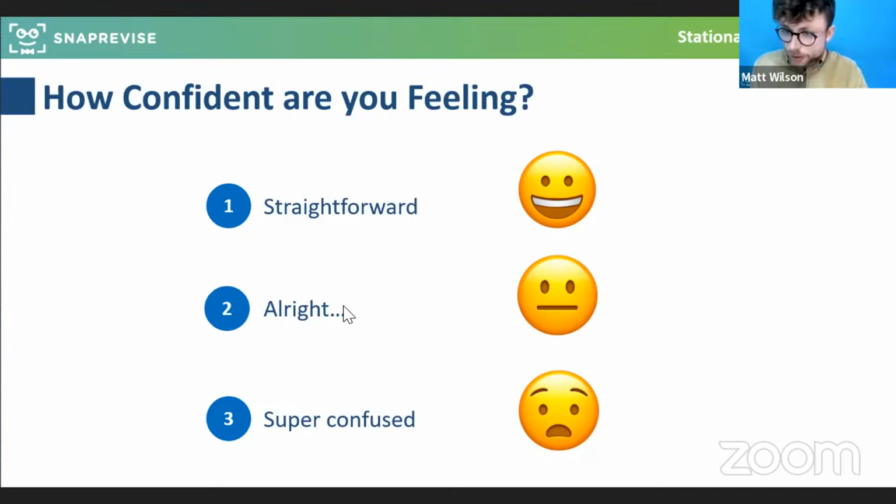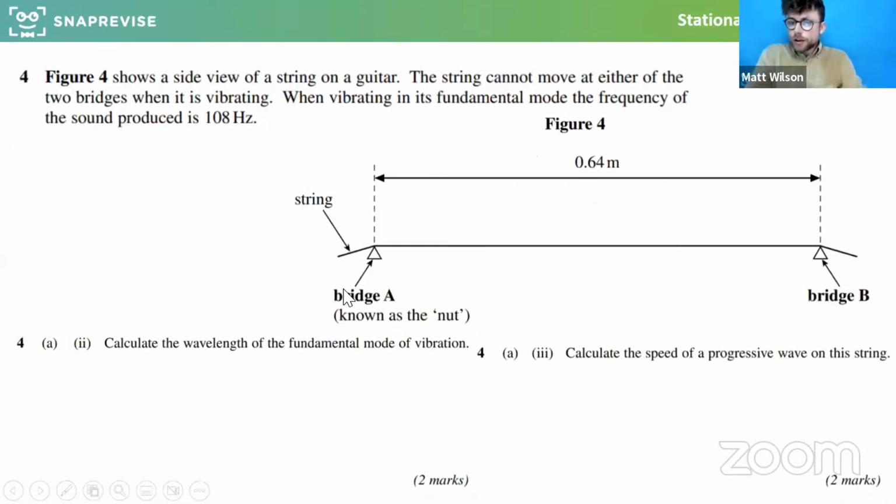So let's do some exam questions. Figure 4 here shows a side view of a string on a guitar. The string cannot move at either of the 2 bridges where it's vibrating. So it's fixed in place, just like we were saying before. When vibrating in its fundamental mode, the frequency of the sound produced is 108 hertz. So straight away, we have a symbol for that. That's the thing we called F0. So let's jot that down. F0 is equal to 108 hertz. Okay. Calculate the wavelength of the fundamental mode of vibration.